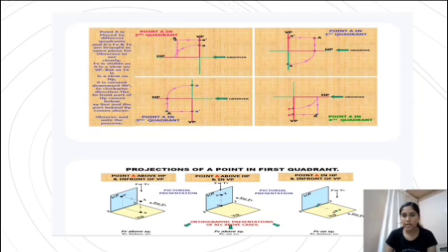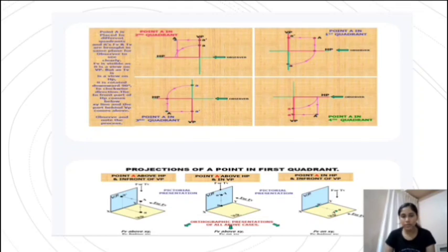That is, in first quadrant, front view lies above XY line and top view lies below XY line. In the second quadrant, both front view and top view lie above the XY line. In third quadrant, top view lies above XY line and front view lies below XY line. Then in the fourth quadrant, both top view and front view lie below XY line.